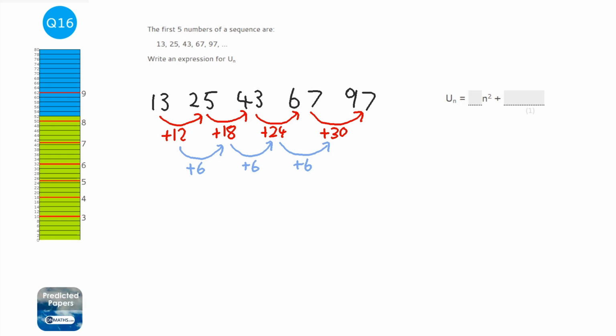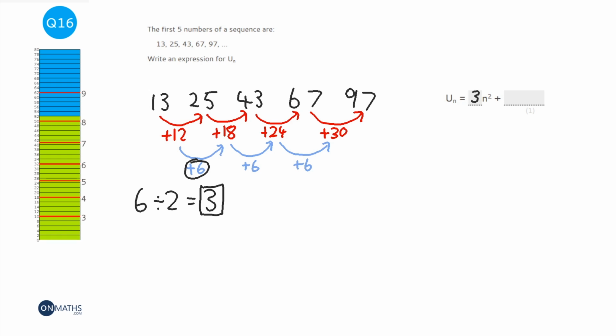The step that people have difficulty with is you get the second difference and you halve it. And that's all you've got to do. Now, that halving, the dividing by 2, won't ever change. You'll always halve it and you get the number 3. This 3 is going to be the coefficient of the n squared. So I can fill that into my answer now.